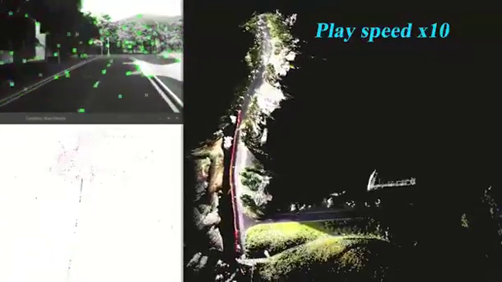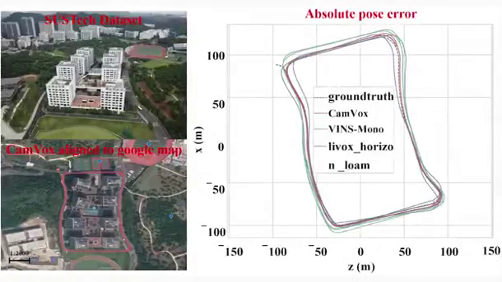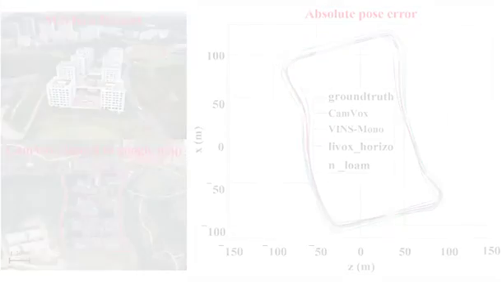Next, we'll look at how our system performs on the SysTech dataset. The trajectories and dense point clouds are shown respectively in the left and right parts of the video. At the same time, we also test VINS-Mono and Livox Horizon LOAM on our dataset. Compared with the two systems, our trajectory accuracy is significantly higher and is closer to the truth value measured by RTK.